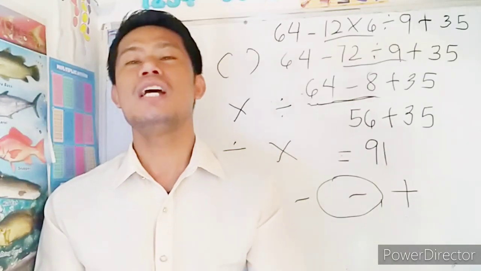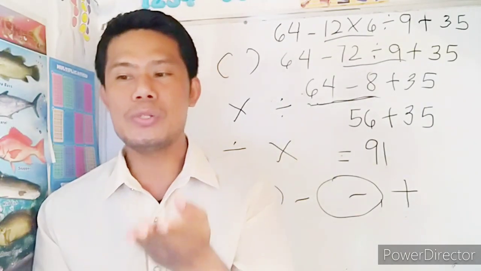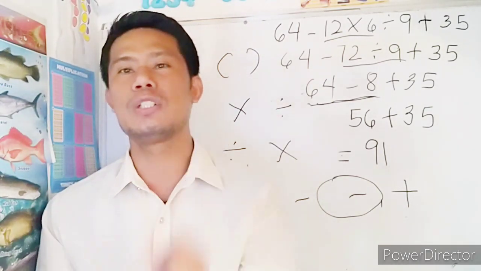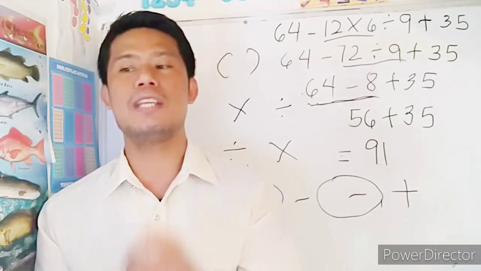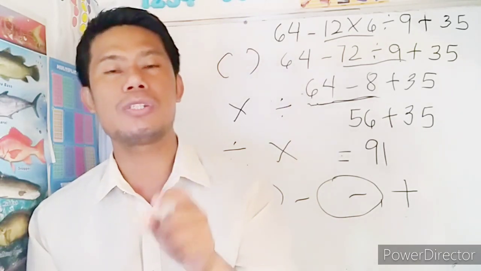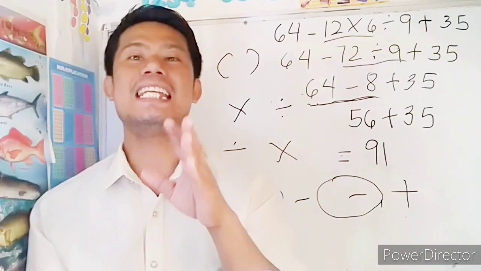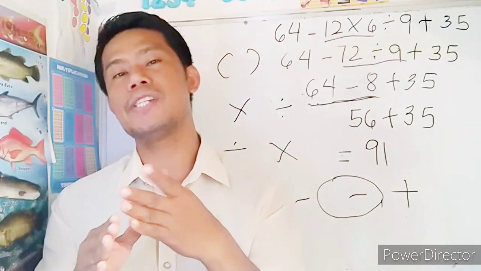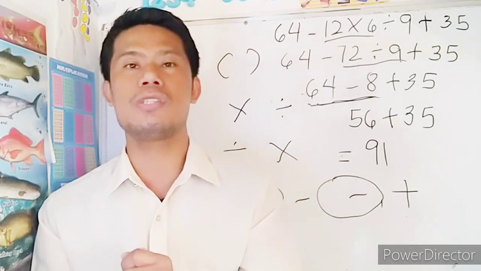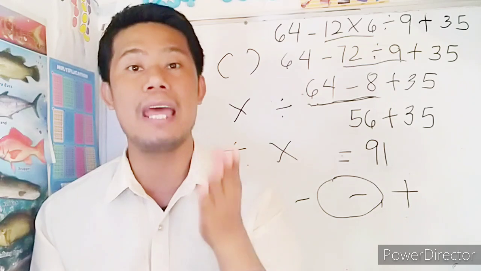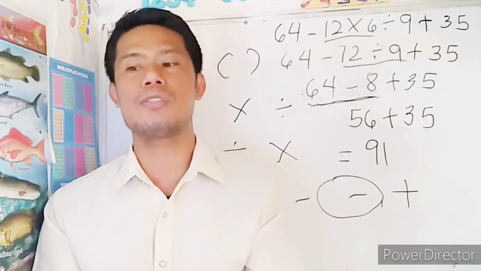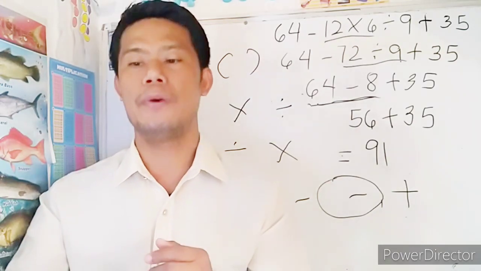And, in simplifying more than two operations using the PMDAS or the GMDAS rule class, again, if there is a grouping symbol, solve first the operations inside the grouping symbol and look for multiplication or division. It's either the division comes first or the multiplication comes first. Then, perform multiplication and division in order from left to right. And or perform addition and subtraction in order from left to right.